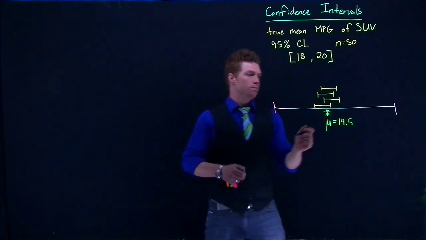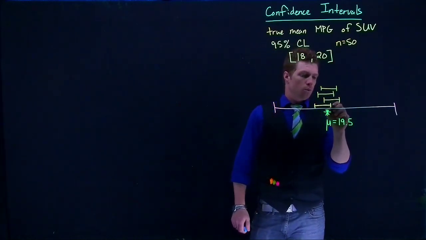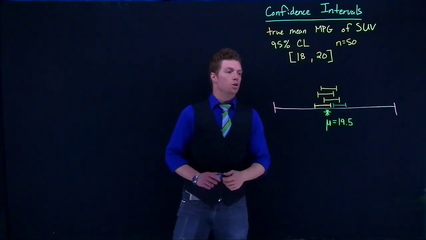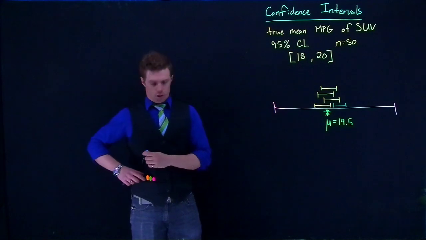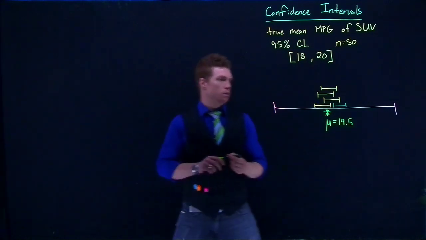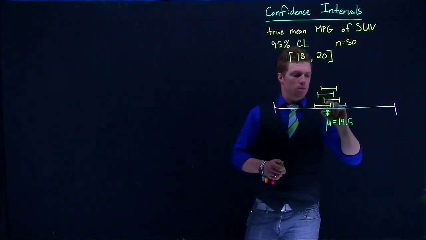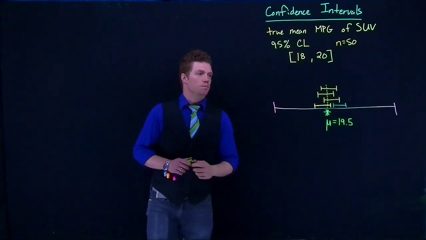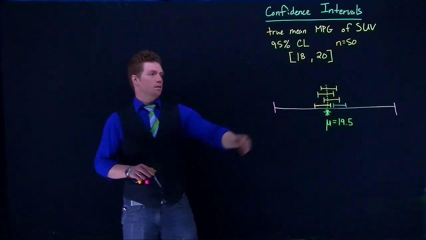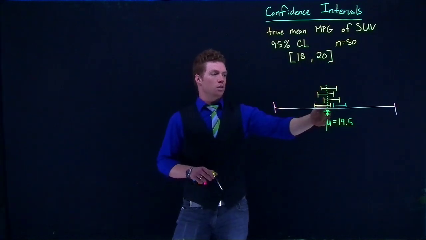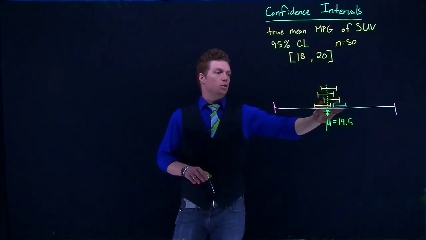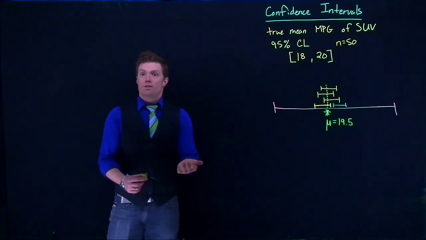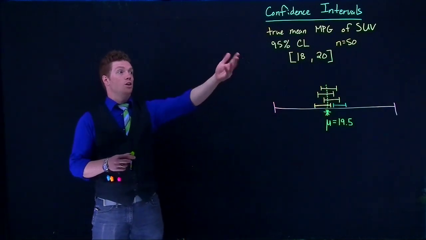But it also means that 5% of the time, or occasionally, and let me switch out my color just so you can see, we're going to get a confidence interval that misses. Notice that blue one does not capture this true population mean. All the other ones, this green line where mu is located, is captured within these intervals. But this blue one misses it. And that's what the confidence interval means with our confidence level.